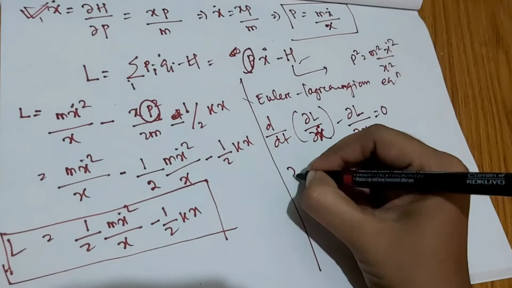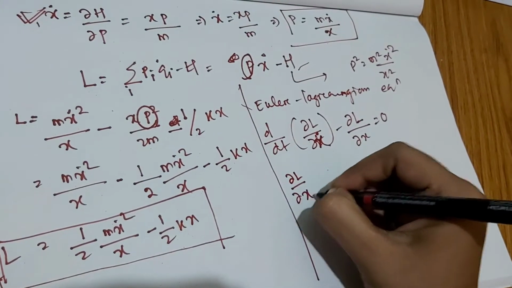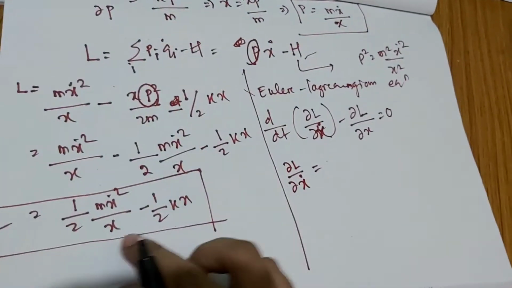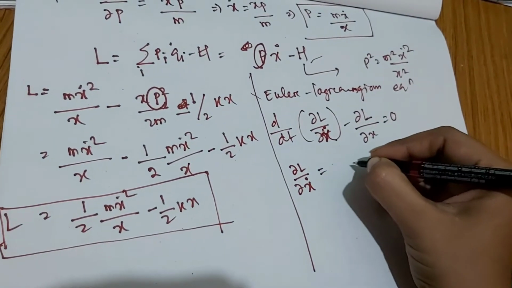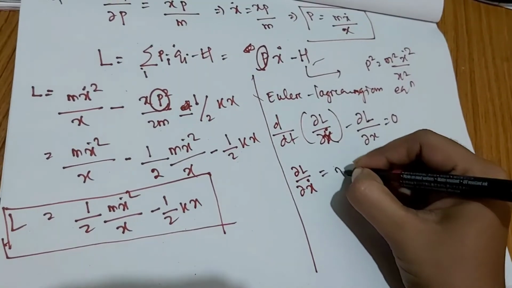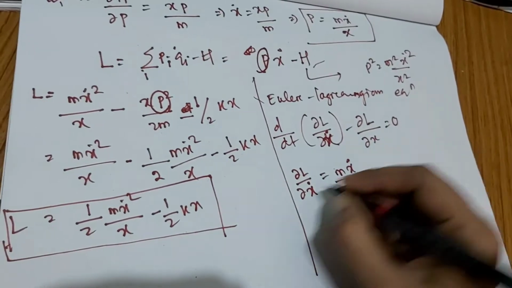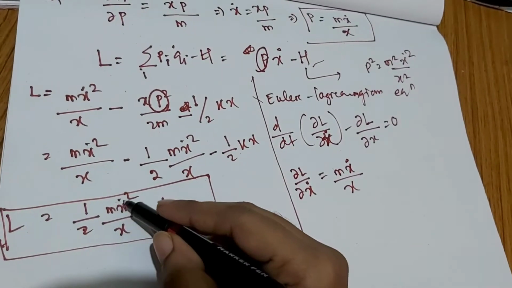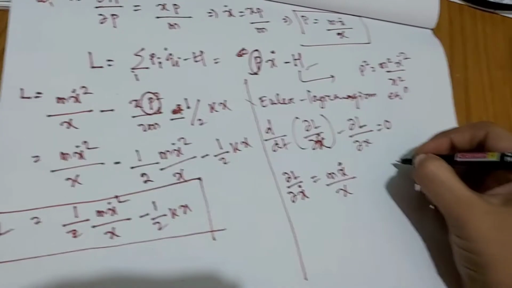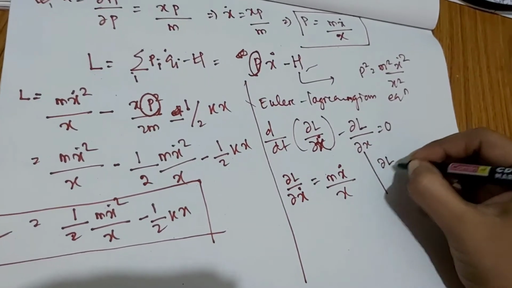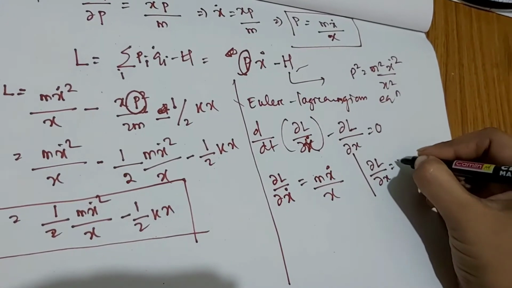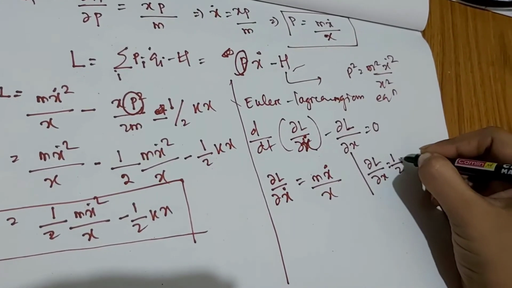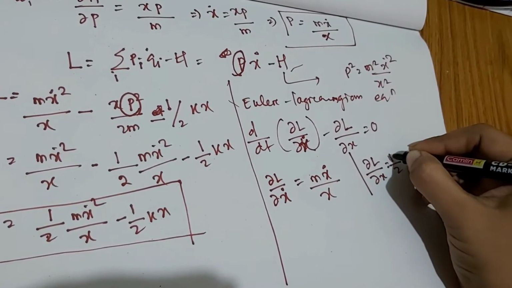So individually I will find out ∂L/∂x, that will be equal to, as you can see here, m ẋ by x. 1/2 is here, so 2 m ẋ, so 2 gets cancelled out, and ∂L/∂ẋ is equal to, from the first one I will get half along with a minus sign.